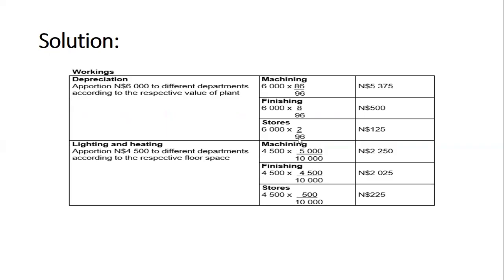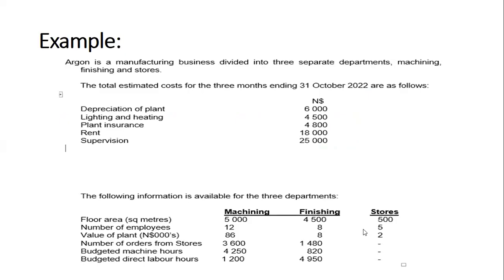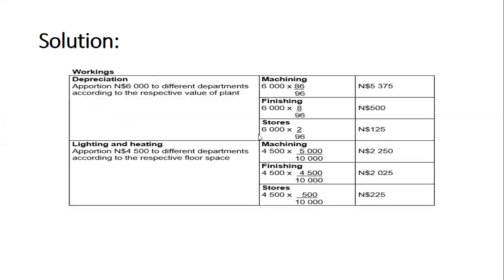And for stores, you take the 2 and divide it by the total, which is 96, and then multiply it by 6,000. And you're going to get 125. So 125 plus 500 plus 5,375, that's going to give us 6,000. That is to say that depreciation has been apportioned between the three different departments.